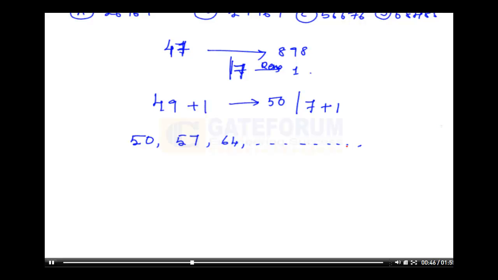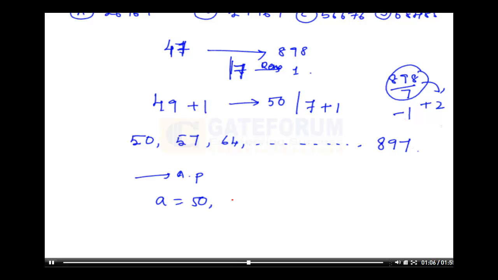Last number will be 898 when divided by 7. Check what will be the remainder. If we divide this, remainder will be 2. But we need the numbers which when divided by 7 leave remainder 1. So remove 1 from this. So that will be 897. So clearly this is an arithmetic progression whose first term is 50, common difference is 7, and the last term is 897.